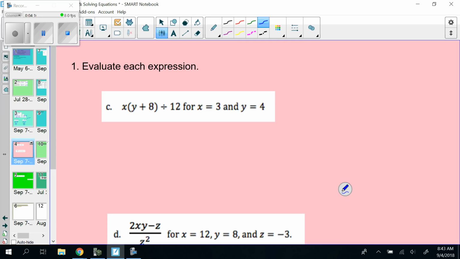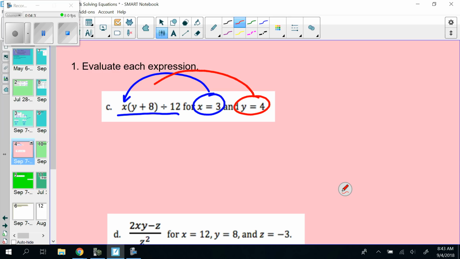C, now this is again an expression over here. But we don't have all the numbers, so you can see there's now some variables. In that case, what we want to do is some substitution to start. So here they're telling us x is 3. We want to substitute that number in there. They're also telling us y is 4. We want to substitute that number in there.